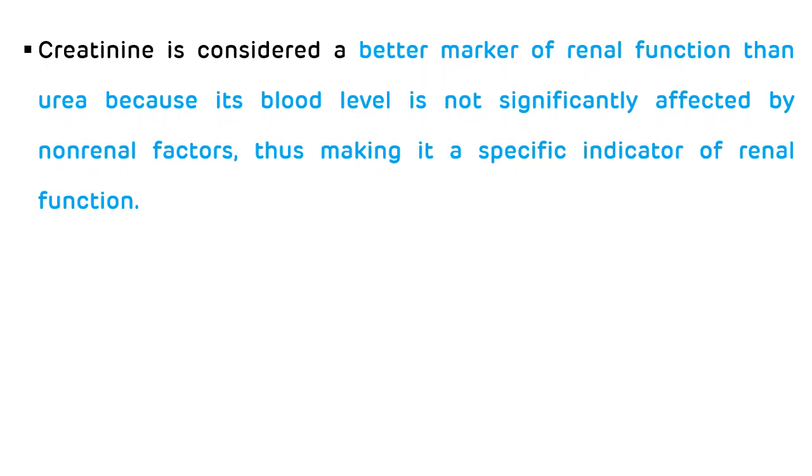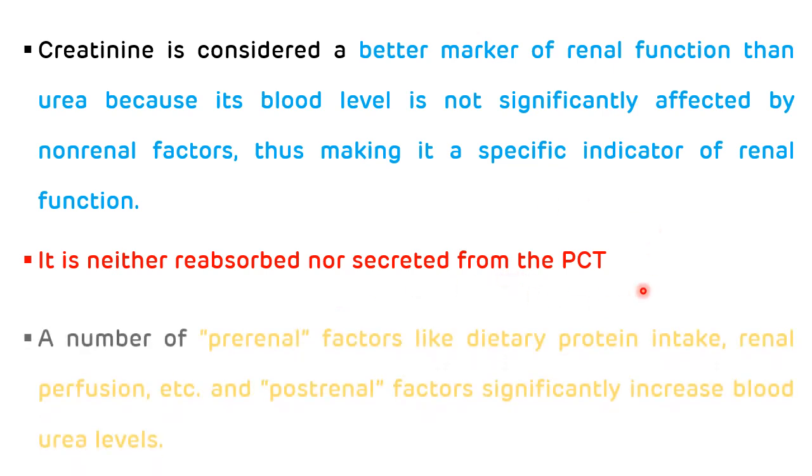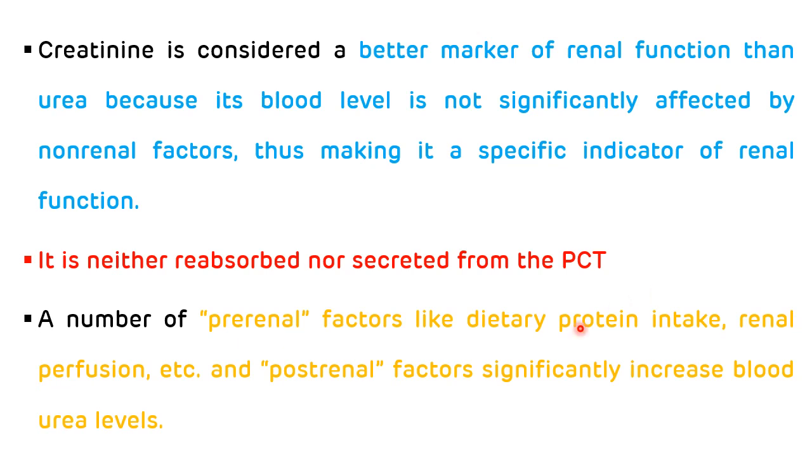Creatinine is considered a better marker of renal function than urea because its blood level is not significantly affected by non-renal factors, thus making it a specific indicator of renal function. It is neither reabsorbed nor secreted from the proximal convoluted tubules. A number of pre-renal factors like dietary protein intake, renal perfusion, and post-renal factors significantly increase blood urea levels. That's why a better marker for assessing renal function is serum creatinine.